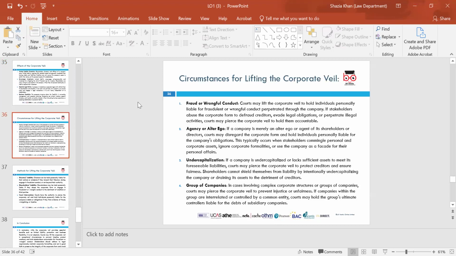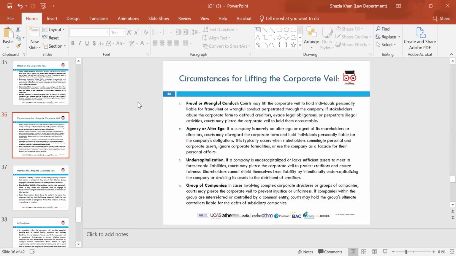So, circumstances for lifting the corporate veil. Fraud or wrongful conduct. Courts may lift the corporate veil to hold individuals personally liable for fraudulent or wrongful conduct perpetrated through the company. If stakeholders abuse the corporate form to defraud creditors, evade any sort of legal obligations, or perpetrate illegal activities, courts may pierce the corporate veil to hold them accountable.